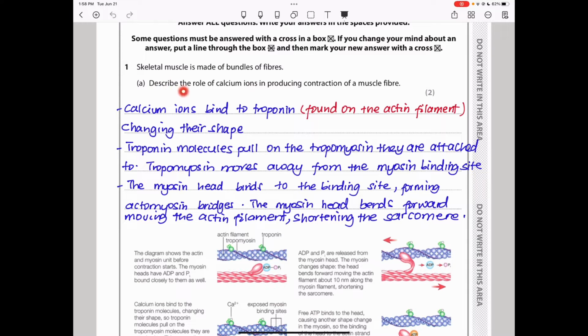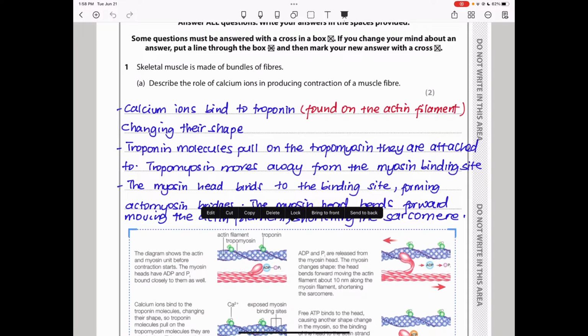They say, describe the role of calcium ions in producing contractions of a muscle fiber. So one thing, like I've said already, calcium ions bind onto troponin. The troponin is formed on the actin filament. As you can see, this is the actin, that is troponin. The calcium ions are going to bind onto troponin. When they do, they change its shape. The troponin shape basically is going to change, or it's going to pull away.